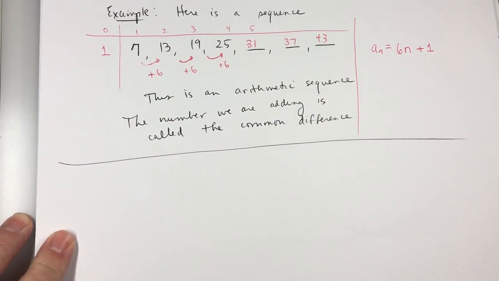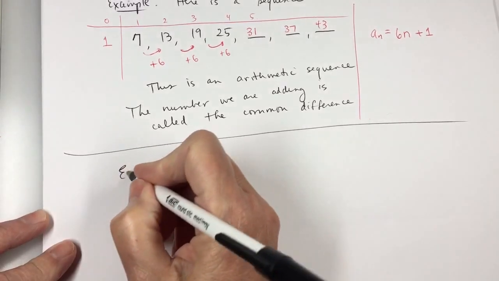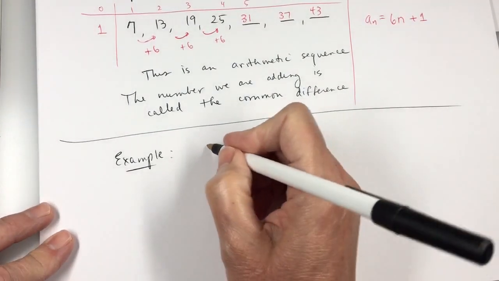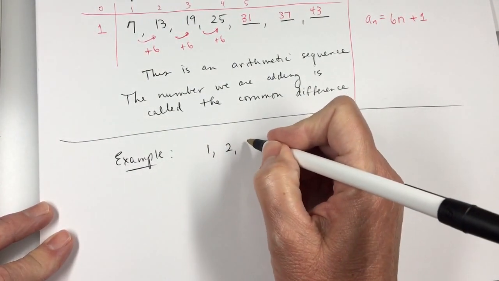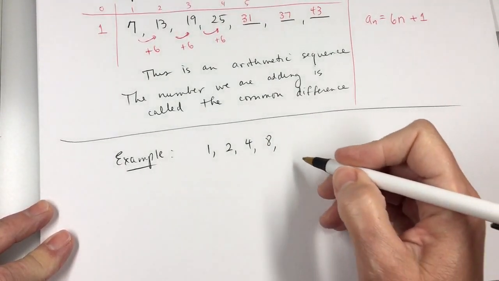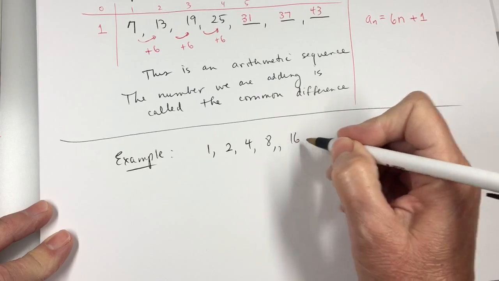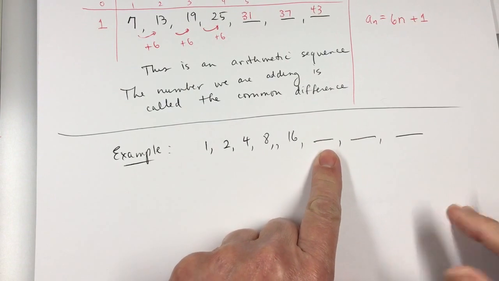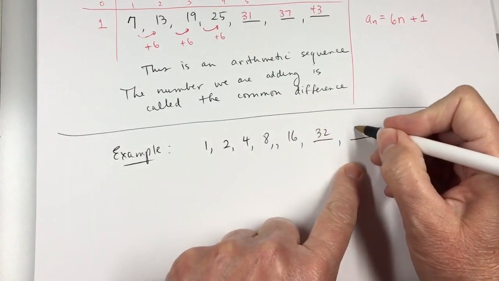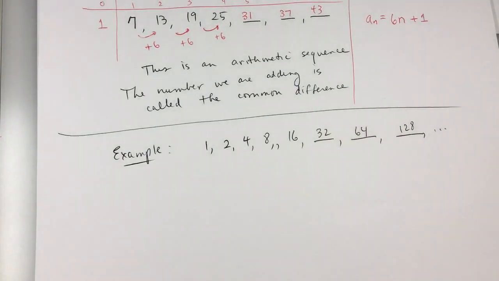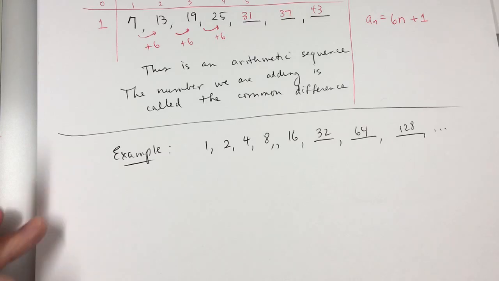If you are multiplying, here's an example where I'm multiplying. It's called the geometric sequence. So I have 1, 2, 4, 8. What am I multiplying by? 2. Oh, I wrote 2 commas. 16. How about blank, blank, blank? So what goes in the next blank? 32, 64, 128. It goes forever. And if I'm multiplying, this is a geometric sequence.